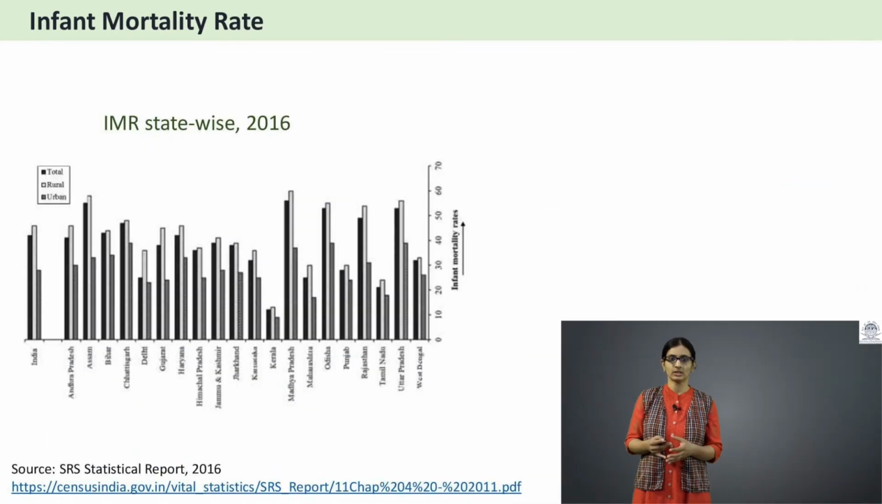Even in the adjoining figure, we see that the infant mortality rate in rural areas is higher when compared to national and urban level figures. We see in the graph that the middle bar across each of the states depicted on the y-axis is higher than the bars for total and for urban figures.